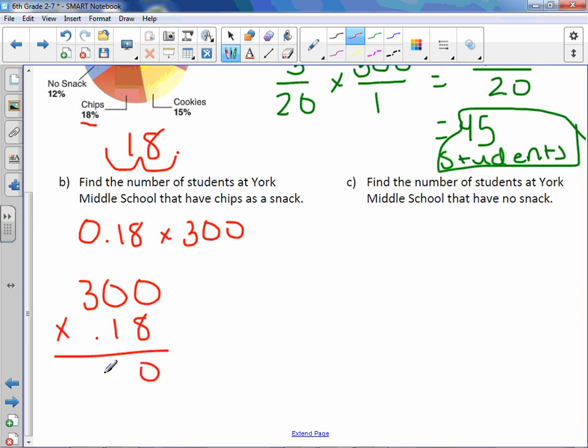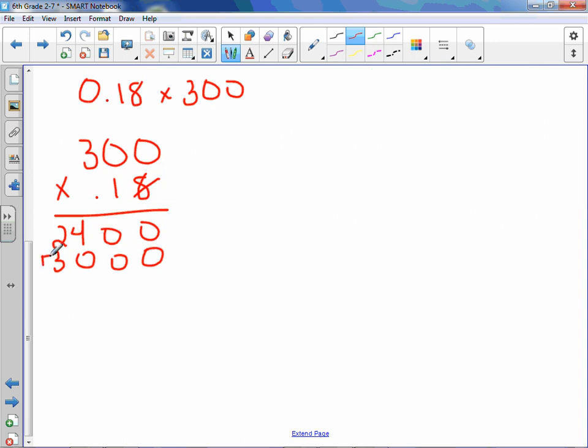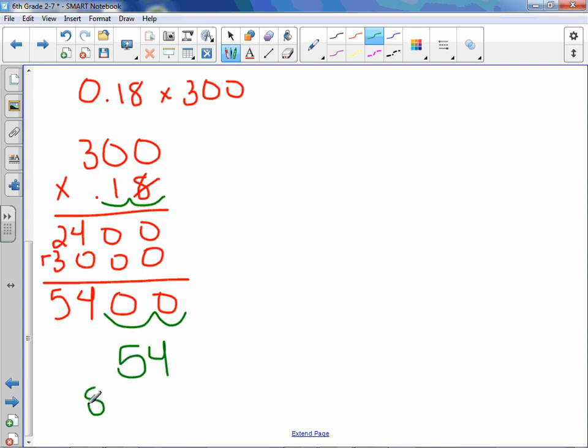So we have 0, 0, 24. Cross it off, placeholder. 1 times 0 is 0, 1 times 0 is 0, 1 times 3 is 3. Add them up. 0, 0, 4, 5. Now remember, I have 2 behind the decimal point, so I need to have 2 decimal digits also behind the decimal point in my answer, which is 54 students.